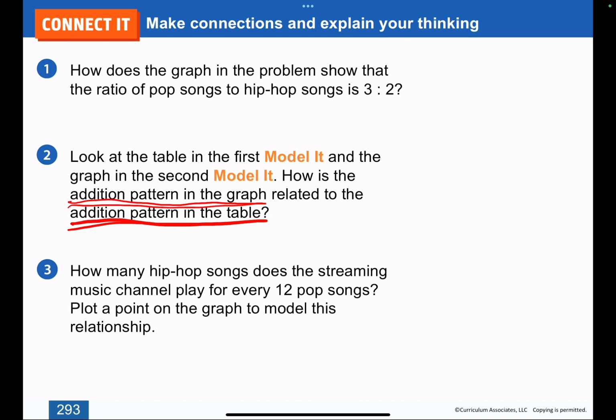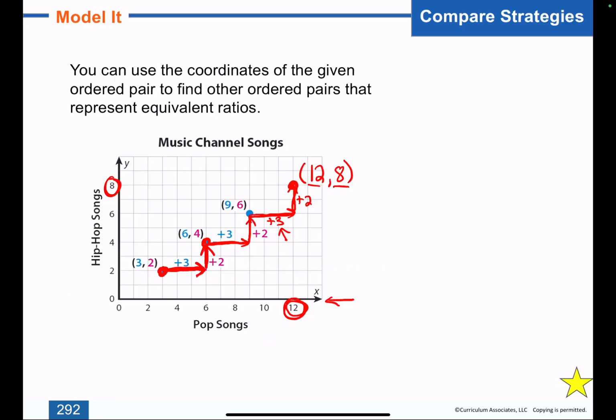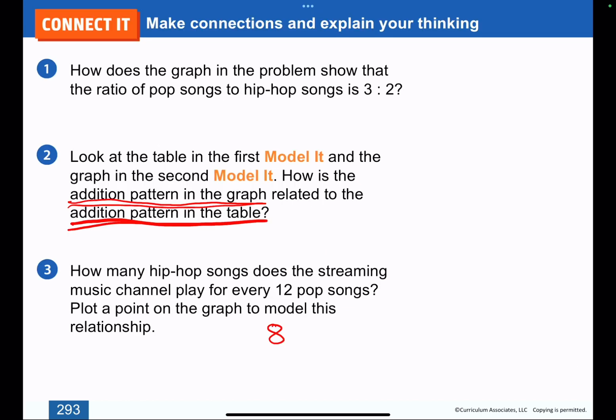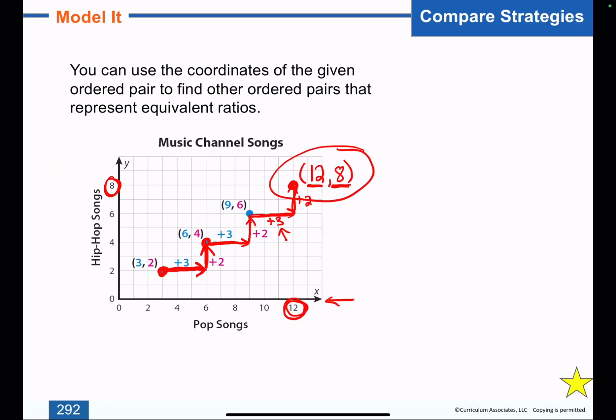Number 3, how many hip-hop songs does the music channel play for every 12 pop songs? Well, that was 8, right? You can see that here, 8 hip-hop songs for every 12 pop songs. It says to plot a point on the graph to model this relationship. I did that already right here, so you should do so as well.